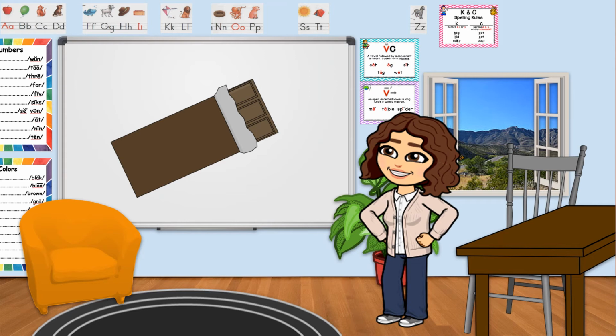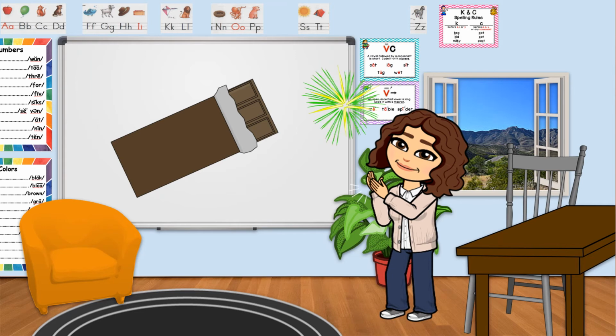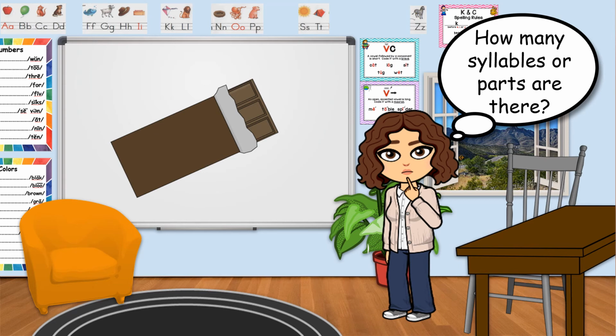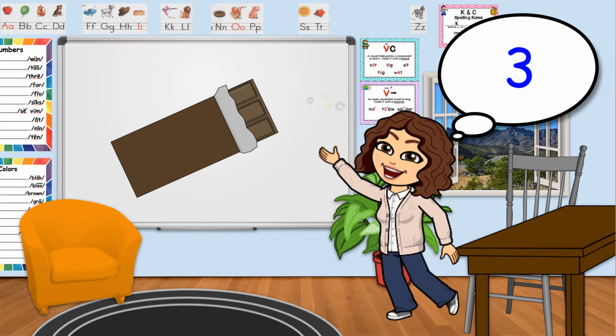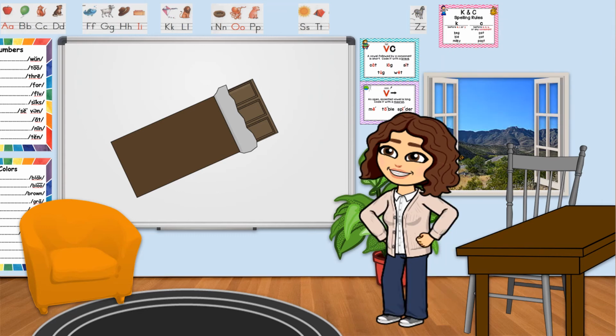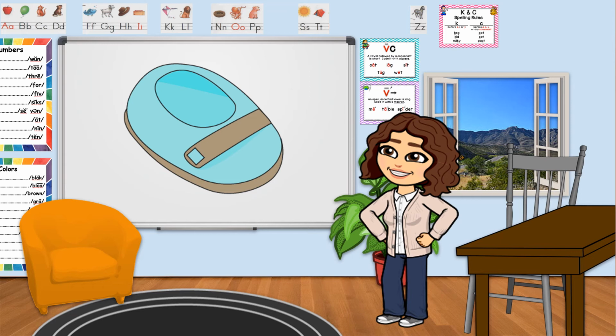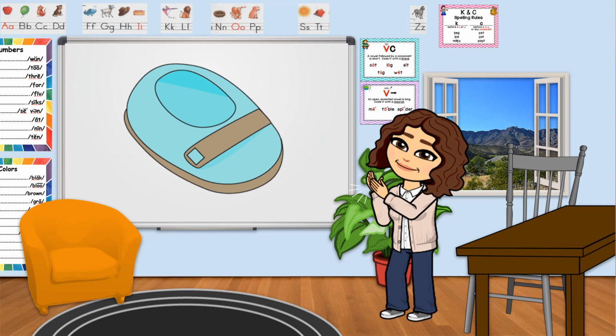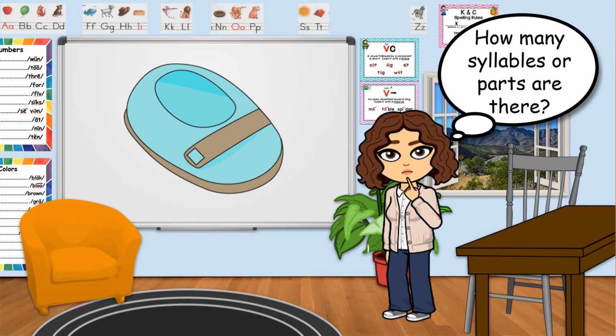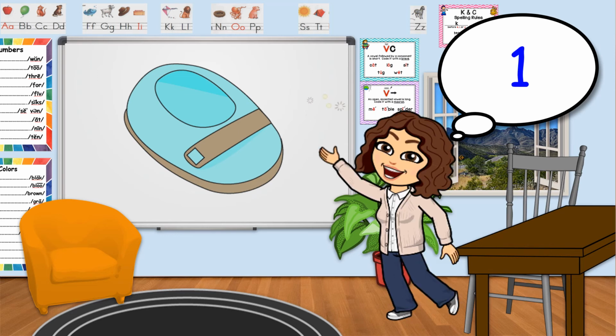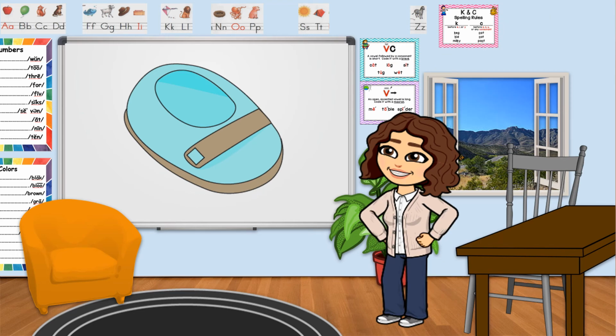Chocolate. Let's clap it out. Chocolate. How many syllables are in this word? There are three syllables in this word. Shoe. Let's clap it out. Shoe. How many syllables are in this word? There is one syllable in this word.